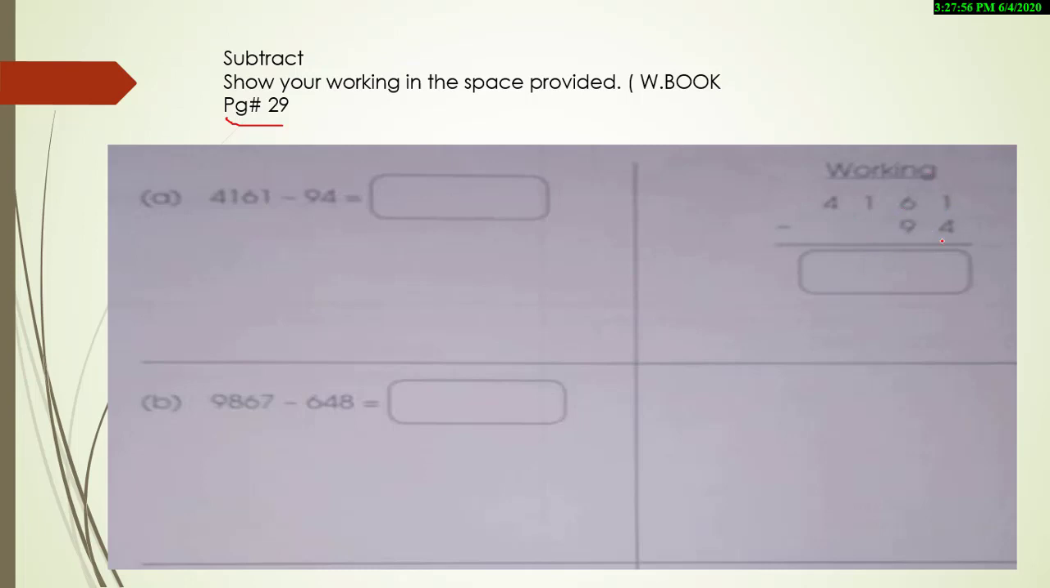1 minus 4. Can we do it? No. What are we going to do? We are going to the next door. We just cut the 6, make it 5, and we are taking 1 borrow. Just do it very neatly, my students. 11 minus 4. What will be the answer? The answer will be 7. Yes. Okay, now check 5 minus 9. Is it more on the top? No, it's more on the floor.